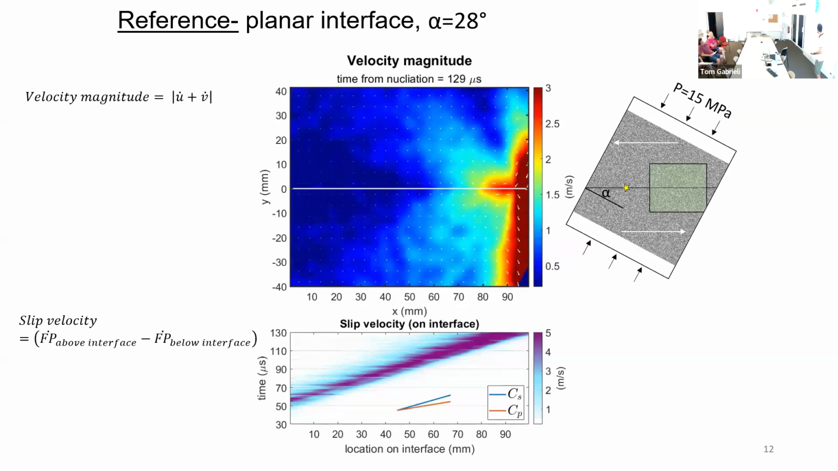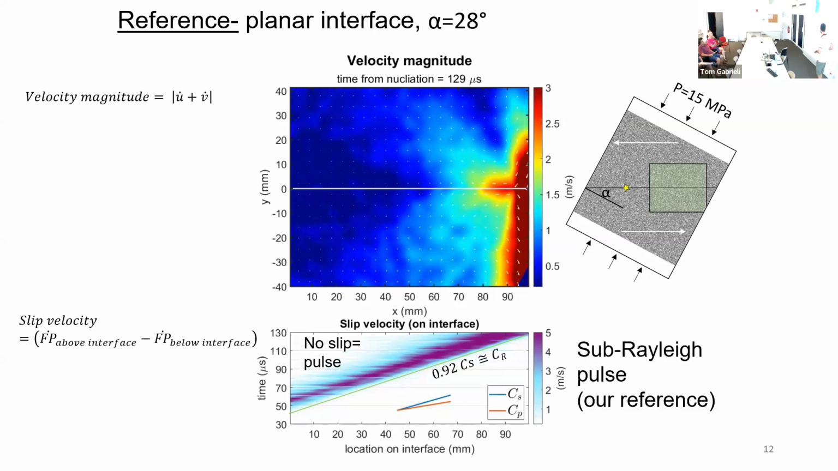And the slope of this thing is actually the propagation velocity. In this case, it's slightly less than the Rayleigh wave speed, so it's a sub-Rayleigh rupture. And we can see that below it, there is no slip velocity, so no slip accumulation, and it's a pulse. So it's a sub-Rayleigh pulse.